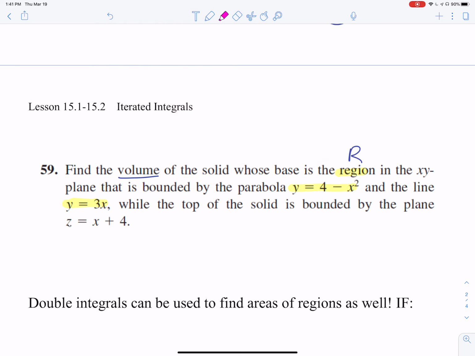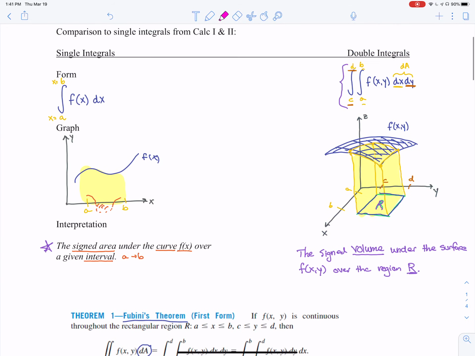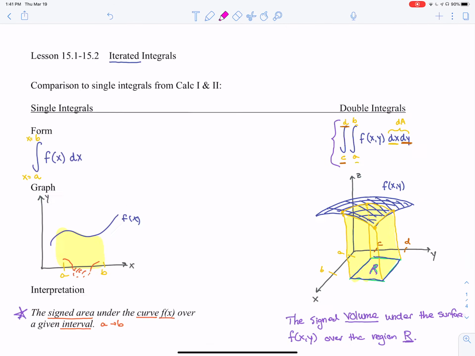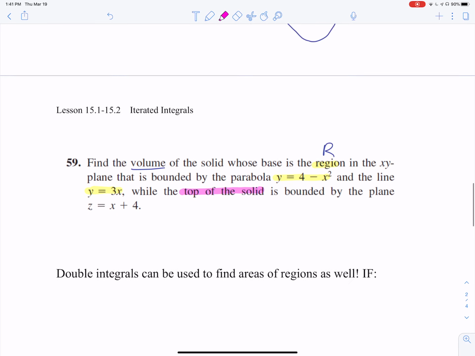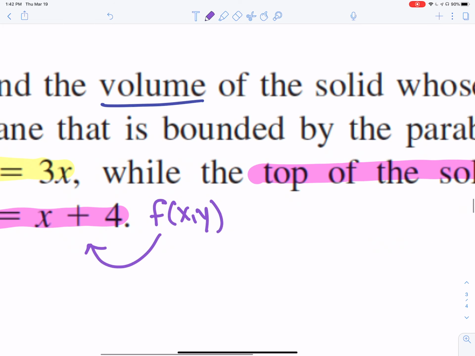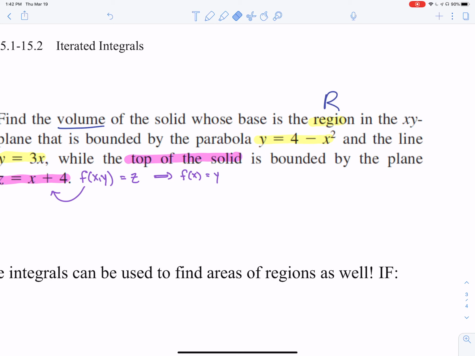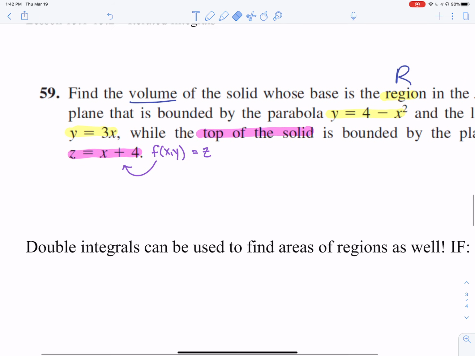And then we also have the top of the solid, right? The top of the solid is given by the plane z equals x plus 4. So in that case, that is our f of xy, and we know that f of xy is just another way of writing z. Just like f of x is the same as writing y, f of xy is equal to your dependent variable. In this case, it's z. So here is our f of xy equation.